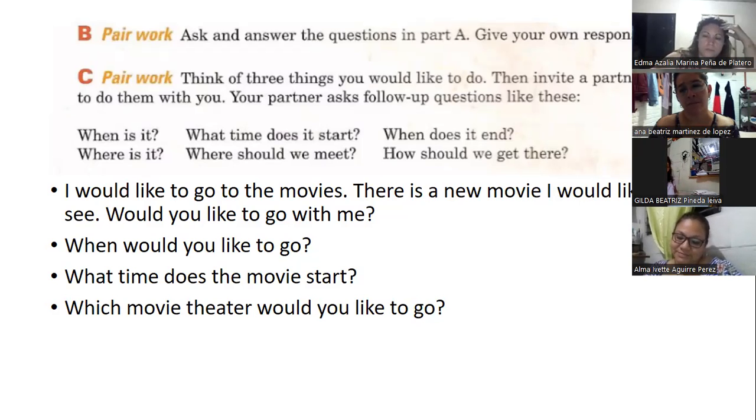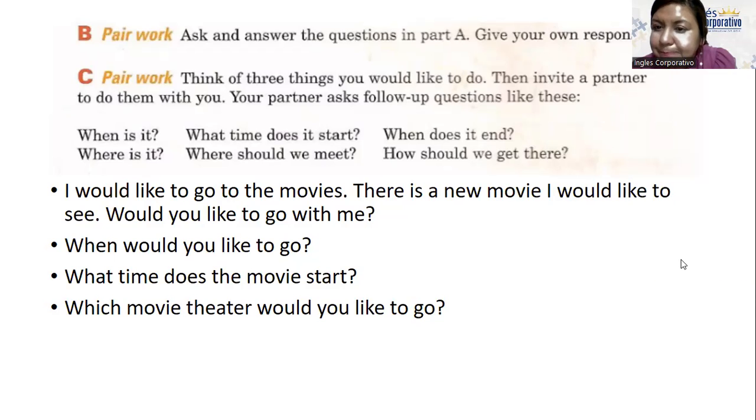Okay, so the first for you will be to make a conversation. Van a tener una conversación donde están invitando a alguien y hacen otras preguntas, hacen follow up questions. Hacen más preguntas sobre esa invitación, like in this example, como en este ejemplo. No sé si alguien puede tomarle captura y enviarlo al grupo para que quede como ejemplo. Please.